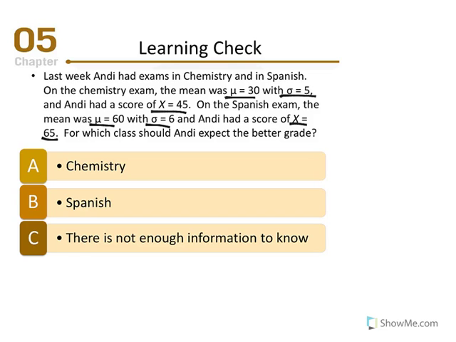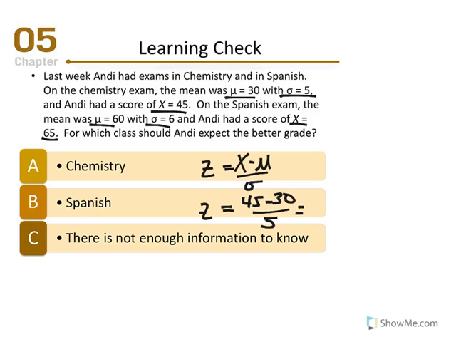What we need to do is first recognize that these are two distinctly different distributions because they have different averages and different standard deviations. So comparing them at face value, the score of 45 compared to a score of 65 is inappropriate. It's comparing apples to oranges. So we need to convert them into z-scores to make a fair comparison. So we're going to convert the first score in the chemistry test. So z is equal to x minus mu over standard deviation. So z is equal to 45 minus 30 divided by the standard deviation of 5.